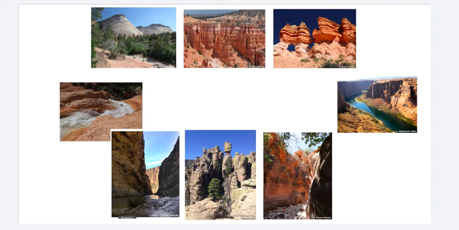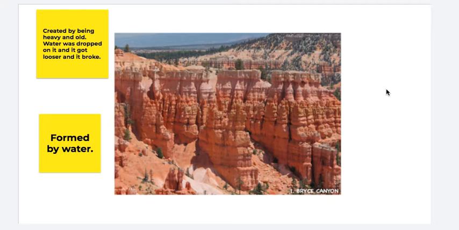Yesterday, you looked at landforms and you were each assigned a picture of a landform, and you had to think about how this landform was formed. So we're going to go through and look at the eight of them and share what some of these responses are. So let's look at the first one.